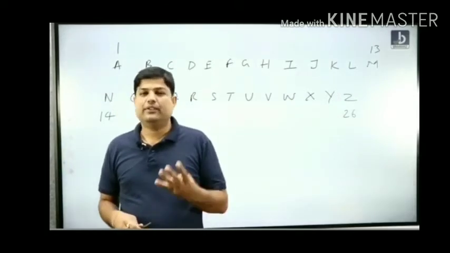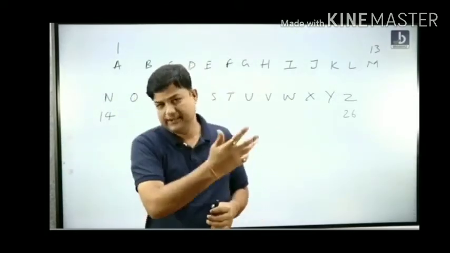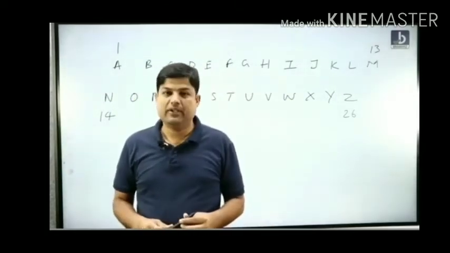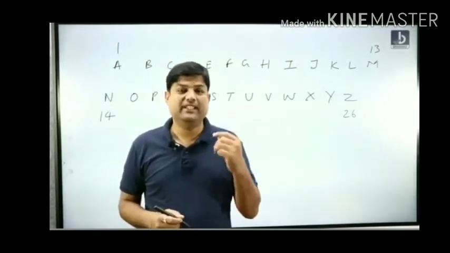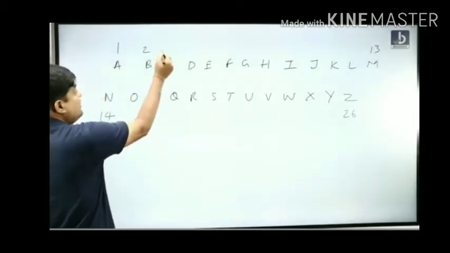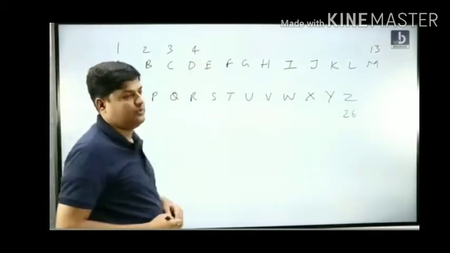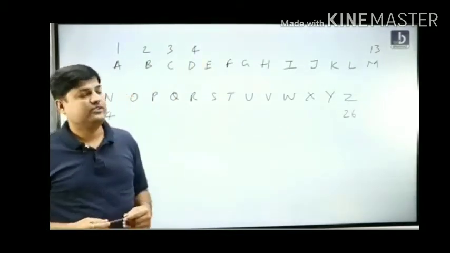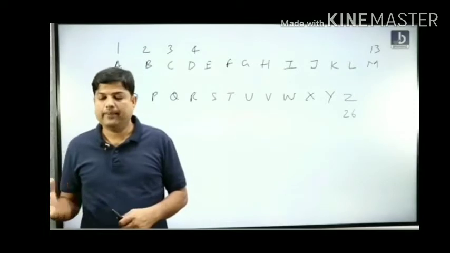So A is 1, Z is 26, M is 13, and N is 14. Now the first 4 letters you can easily remember. A B C D are not that difficult, which you learn in your school days. So A stands for 1, B stands for 2, C stands for 3, D stands for 4. These are very easy for us to remember. A, B, C, D, 1, 2, 3, 4.